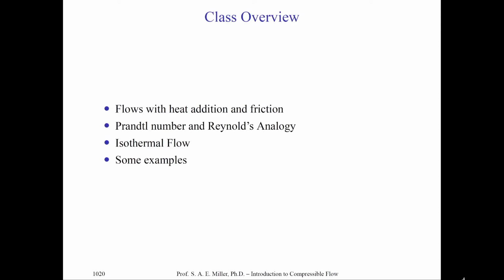Today we'll be looking at the combination of Fanno flow and Rayleigh flow. Then we'll look at the Prandtl number and Reynolds analogy. These come out of the analysis. Then we'll look at isothermal flow and a particular example. The isothermal flow, of course, is where the temperature is relatively constant in a Rayleigh-Fanno flow.